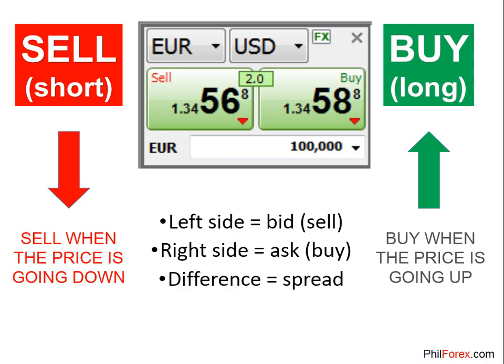For example, let's say you have the euro dollar at 1.3456, that's the selling price, and the buying price is 1.3458. There is a difference of 2 pips to the fourth decimal, or 2 points to the fourth decimal. So that's called the spread. If you also go to the bank and check the dollar peso rate, let's say the selling price is 46 and the buying price is 46.50, so there's a difference of 50 centavos. That difference is called the spread.